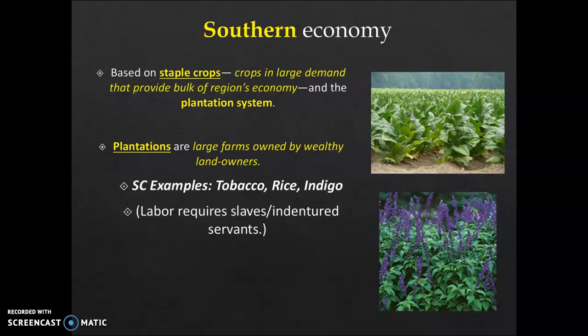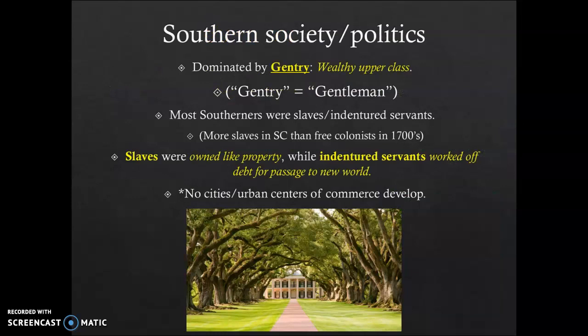What we see very quickly is the labor in the South, as far as these wealthy landowners, these rich white guys are concerned, is this labor requires slaves or indentured servants. And I'll get more into that in just a second. Southern society and politics, dominated by the gentry. There's that word that I went over really quickly with you in the previous PowerPoint. It's a wealthy upper class. We get the term gentleman from gentry.